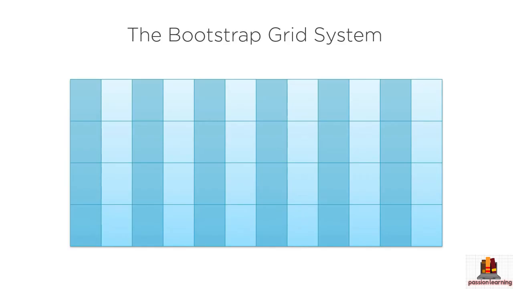So let's talk about the Bootstrap grid system. We're going to lay out anything on our page. Bootstrap employs this idea of a 12-column grid system. 12 is a special number in that it's divisible by a lot of things.